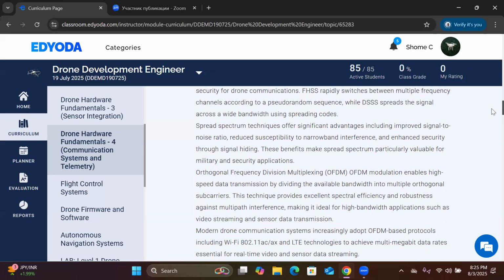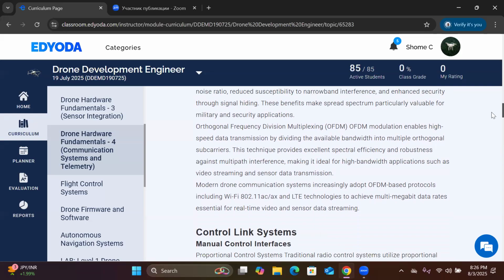Orthogonal frequency division multiplexing modulation enables high-speed data transmission by dividing the available bandwidth into multiple orthogonal subcarriers. This technique provides excellent spectral efficiency and robustness against multipath interference, making it ideal for high bandwidth applications such as video streaming and sensor data transmission.